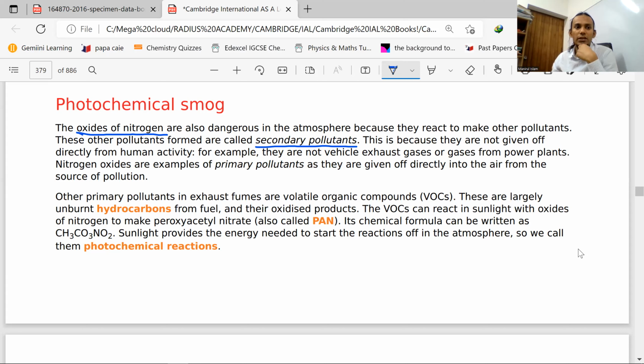This is because they are not given off directly from human activity. For example, they are not vehicle exhaust gases or gases from power plants. Nitrogen oxides are examples of primary pollutants as they are given off directly into the air from the source of pollution. So look over primary and secondary pollutants. The pollutant I get directly from the environment is the primary pollutant, and what it triggers are the secondary pollutants.